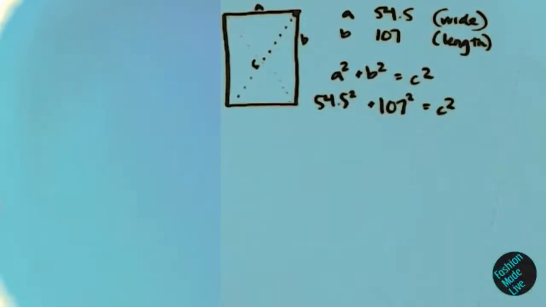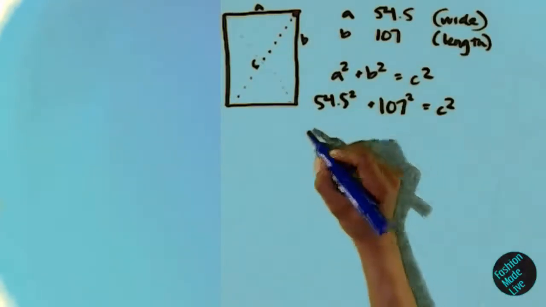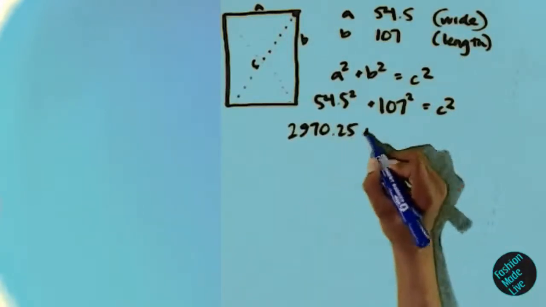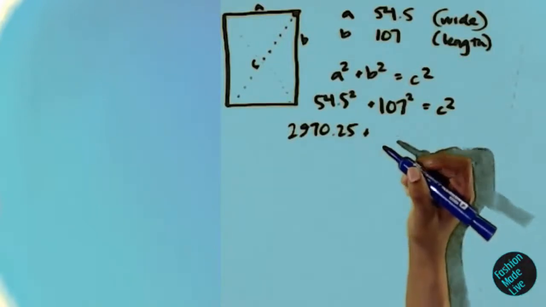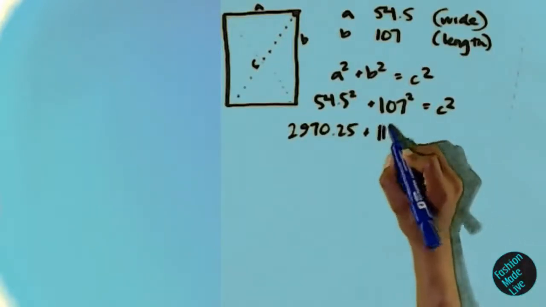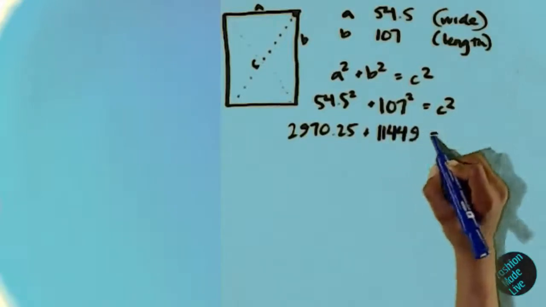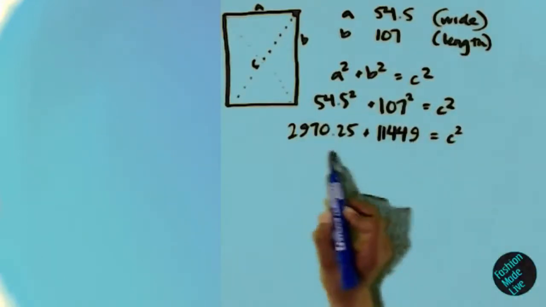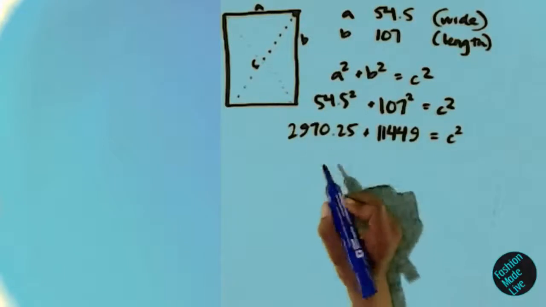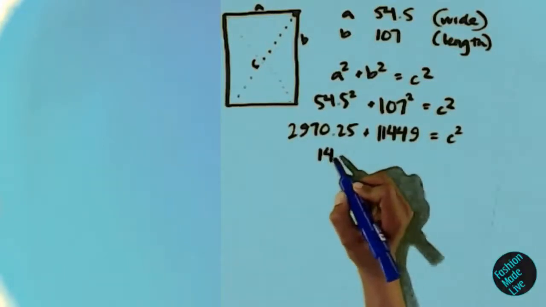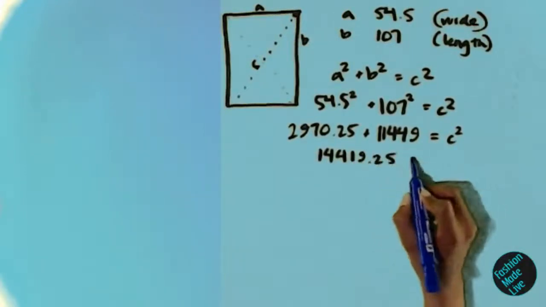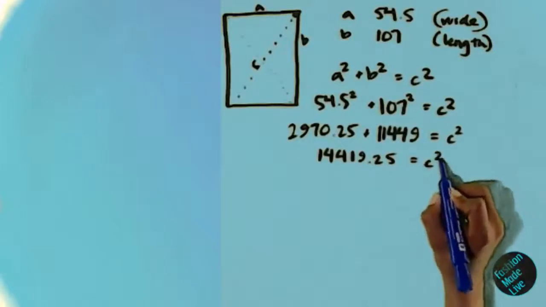So 54.5 squared gives me an enormous number. So I get 2970.25. I'm going to add that to 107 squared, which is 11,449. I know these are long numbers, but you know what? It's the power of mathematics, right? So we're going to add these two numbers together, giving us a grand total of 14,419.25, which is equal to c squared, the square of the length of our hypotenuse.